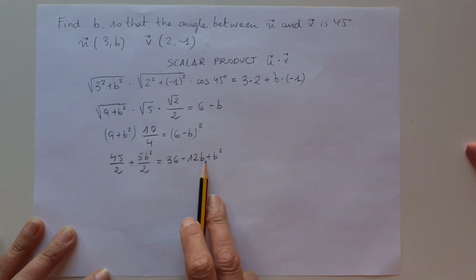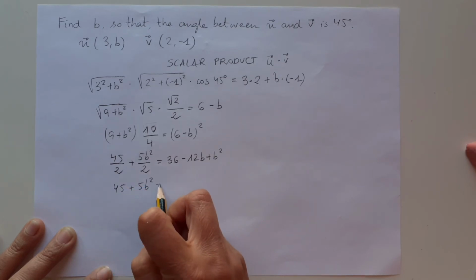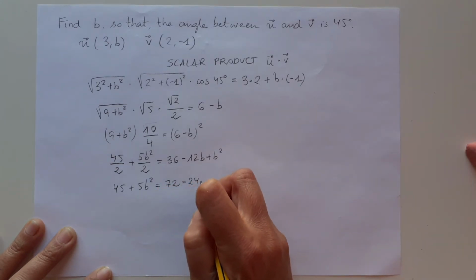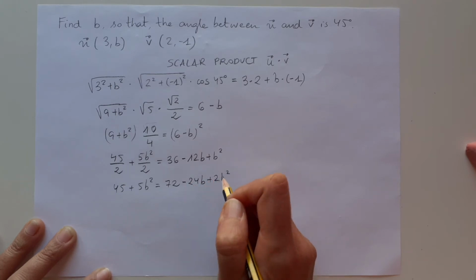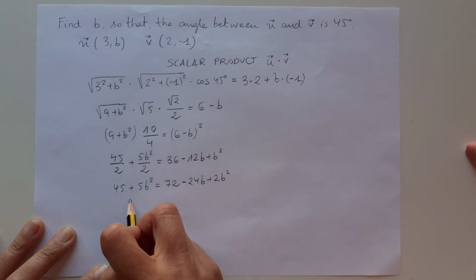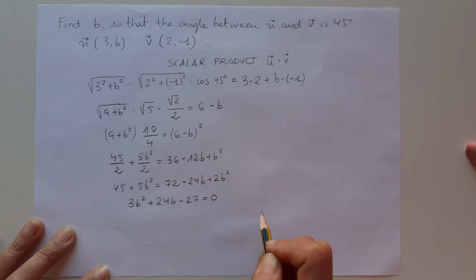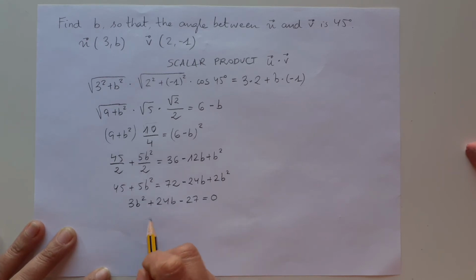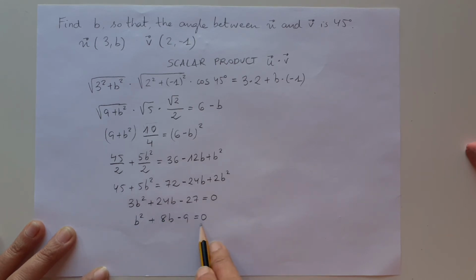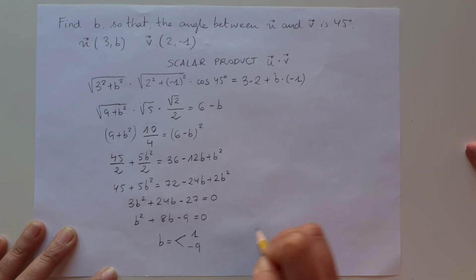Let's get rid of the denominators, multiplying everything by 2. So we would have 45 plus 5b squared equals 72. We are multiplying by 2, I remind you, plus 2b squared. We organize this second degree equation and we would obtain, this comes here subtracting, then 3b squared plus 24b minus 27 equals 0. We can simplify this equation by 3 and we obtain b squared plus 8b minus 9. If we solve this second degree equation, we obtain as solutions 1 and -9.